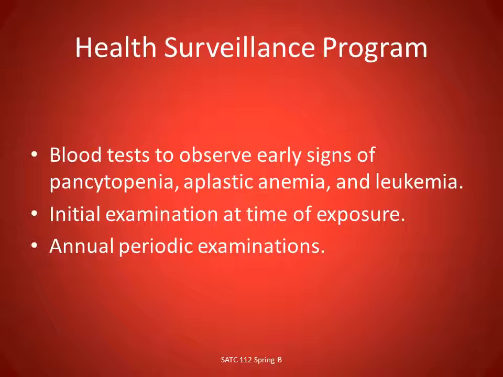Finally, we will go over the health surveillance requirements for benzene exposure. These legal requirements are given in 29 CFR 1910.1028 Appendix C. After an employee has been exposed to benzene, the employer must provide an initial examination, including blood tests, and annual examinations and blood tests thereafter. The purpose of these exams and blood tests is to observe for early signs of anemia and leukemia.